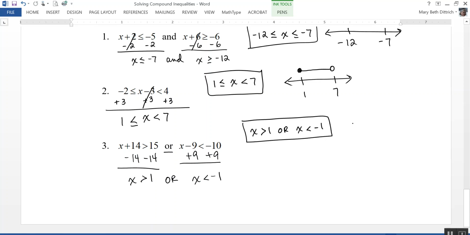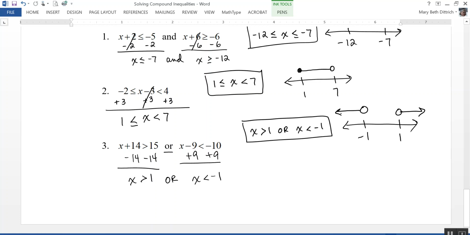And let's graph that. So I have negative 1, positive 1, x is greater than 1, so open circle because these are not or equal to's, and x is less than negative 1, open circle going that way.